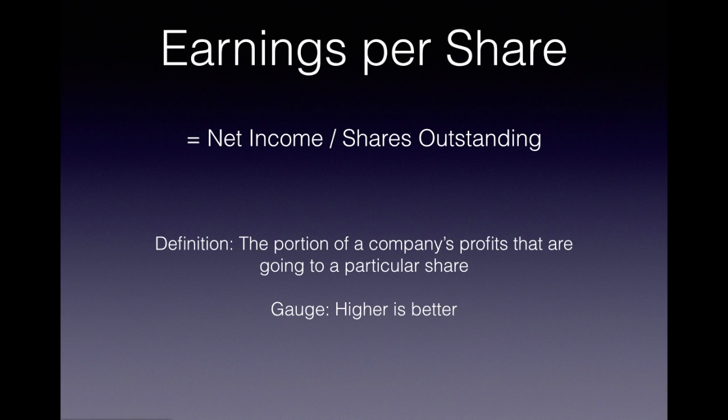Now, let's make the transition to profitability ratios. The first one we'll look at is earnings per share, more commonly known as EPS. It's one of the most popular ratios in the investing world because of its simplicity. Basically, it just looks at the total profit of a company and checks out how much of that profit is going to each share. The higher, the better.